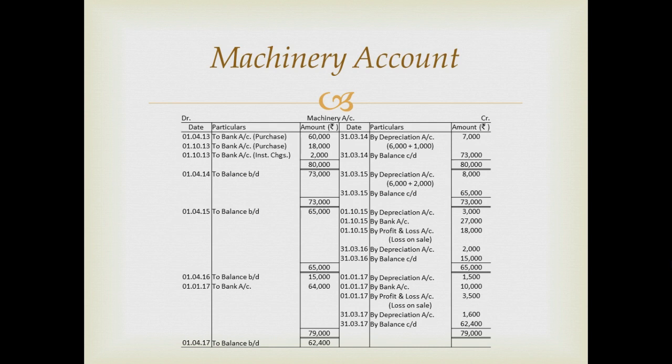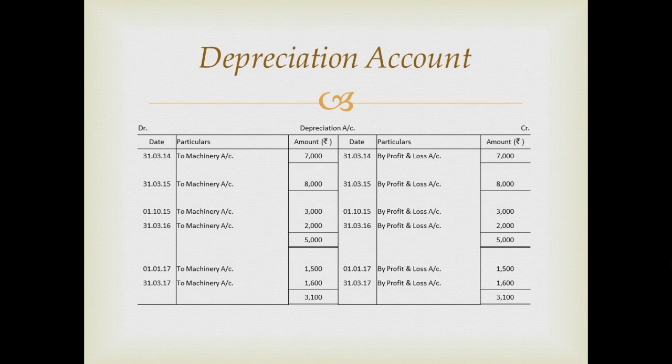On 1st January 2017, to bank account 64,000, representing the purchase of the machinery M3. Then on credit side, we have on 1st January 2017, by depreciation account 1,500, same date by bank account 10,000, and by profit and loss account, which is the loss on sale, 3,500. And on 31st March 2017, we have by depreciation account 1,600, and on the same day by balance CD 62,400, which is brought down on 1st of April 2017 as to balance BD 62,400.